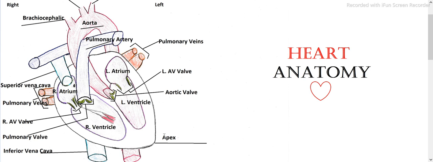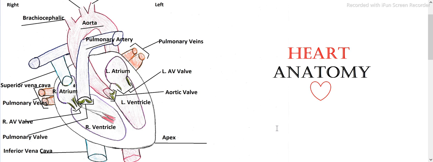As you see down here, we have the apex. It's this little pointed part of the heart that is always towards the bottom. And then this part up here is called the base. It's counterintuitive because you'd think the base would be at the bottom, but it is not. Okay, so now let's get into the anatomy.